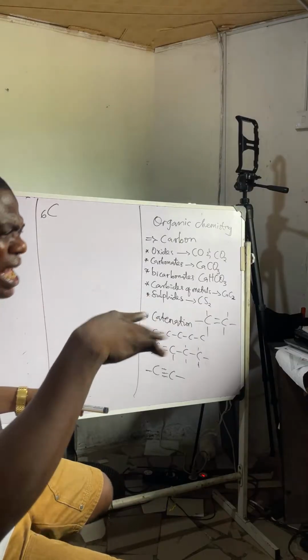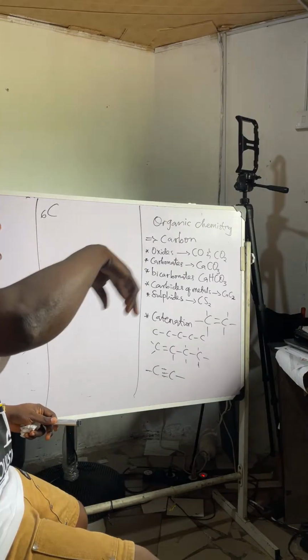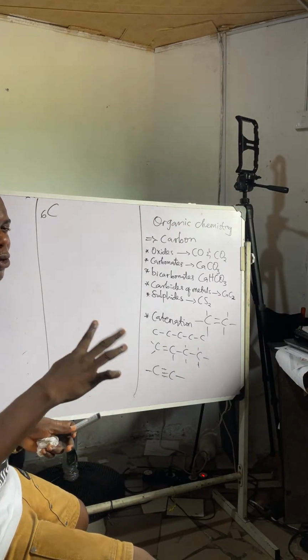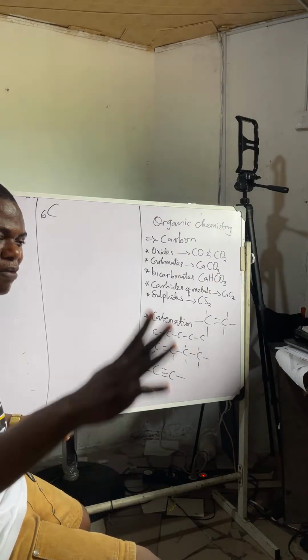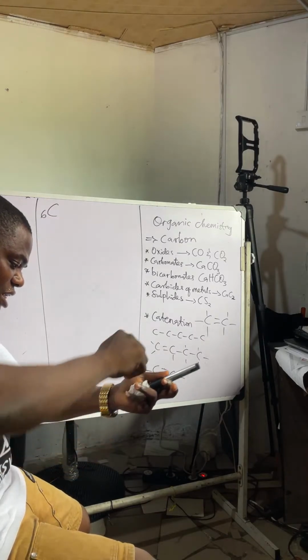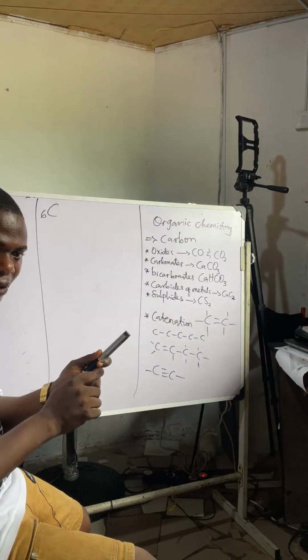There are so many different types of hybridization: sp3d, sp3d2, and other ones. But that is no longer for the carbon atom. Are you seeing it now? The types of hybridization carbon undergoes are sp3, sp2, and sp. Are you seeing it now?